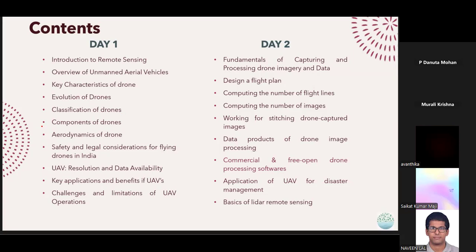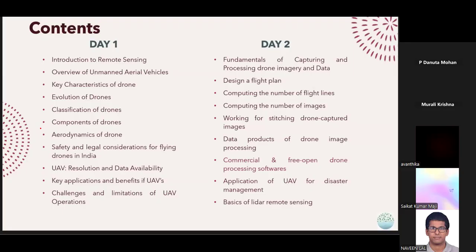Then we talked about the components of a drone, such as the battery, the propellers, the flight control units, actuators, etc., and why it is necessary to know about the different parts of the drone: because it will be easier for us to identify problems.